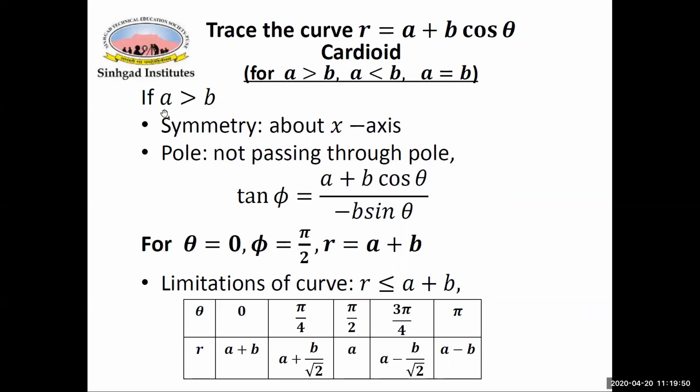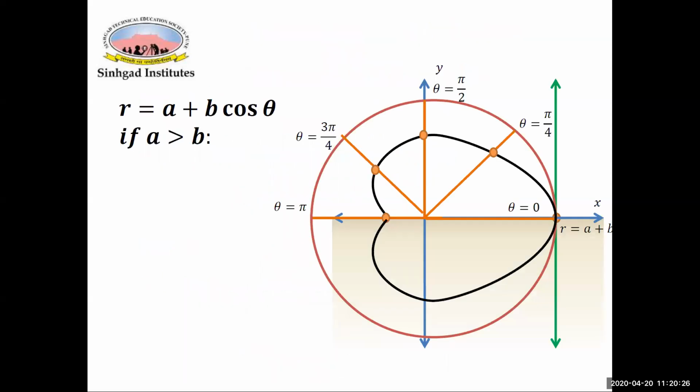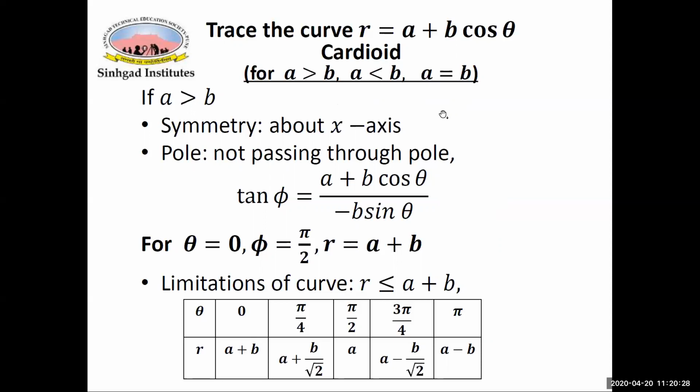So for the first one, r equal to A plus B cos theta, if A is greater than B. Check the symmetry. Replace theta by minus theta. What are we getting? The same equation, r equal to A plus B cos theta. Hence, it is symmetric about the x-axis. Replace theta by minus theta and r by minus r. Is it the same? No, it is negative. Hence, it is not symmetric about the y-axis.